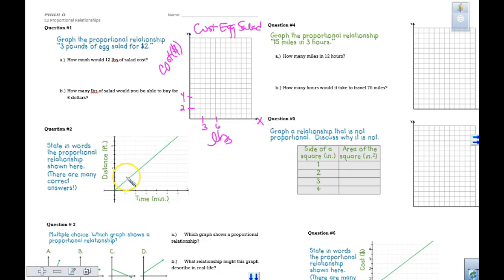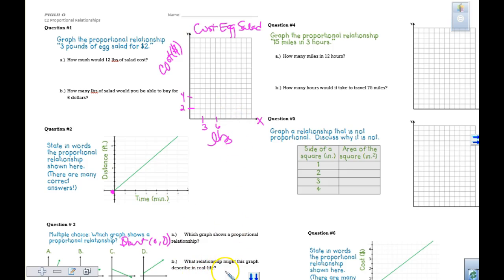This next one just asks you to find stated words of proportional relationship. Notice proportional relationships always start at 0, 0. So when you get to question 3 and it's a multiple choice question, which graph is a proportional relationship? It has to start where for it to be proportional? At 0, 0. We must start at 0, 0. That should help you to pick out which one it is. And then it says, describe a situation, like distance per time or cost per pound. You get to make up your own situation in 3B.